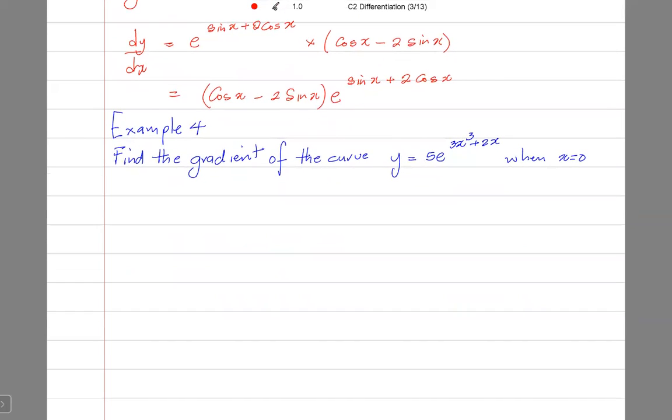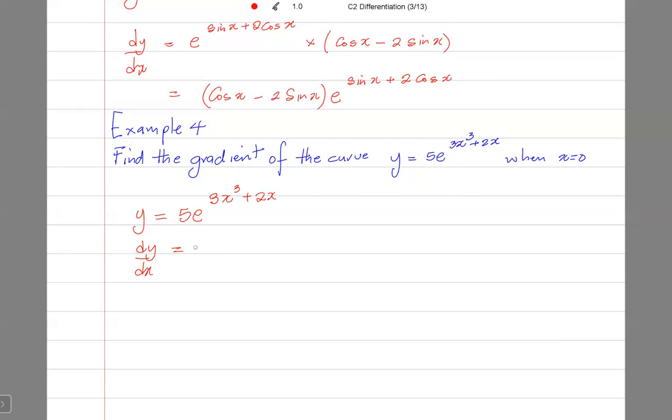This says find the gradient of the curve. Well, everybody should know that dy by dx is the gradient function, the function that is used to calculate the gradient of the curve. So if I say find the gradient of the curve at a point, I need to first find dy by dx. So y is equal to 5e to the 3x cubed plus 2x.